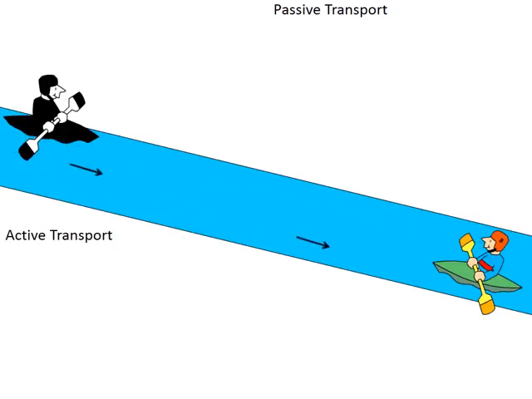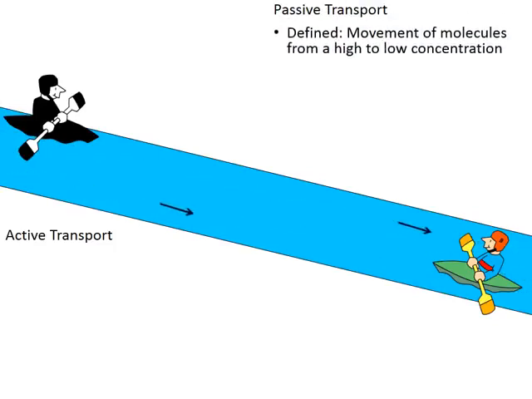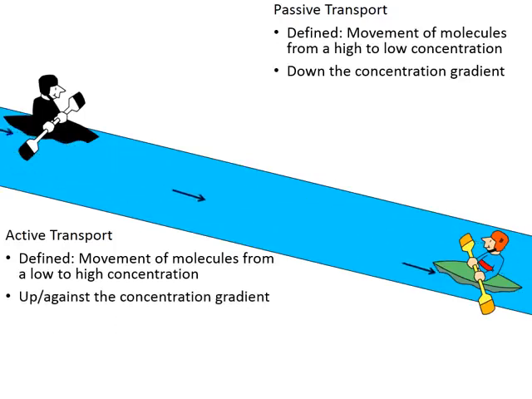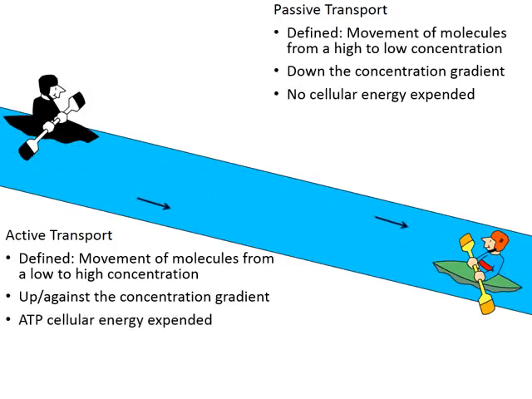Okay, I'd like to compare and contrast passive with active transport. So passive transport is how molecules move from a high to low concentration, but active transport is really just the opposite. It's how molecules move from a low to a high concentration. You'll often hear in passive transport molecules move down their concentration gradient, and in active transport molecules move up or against their concentration gradient. Passive transport requires no cellular energy, no ATP. But during active transport, cells must spend ATP, the energy of the cell, in order to perform active transport.